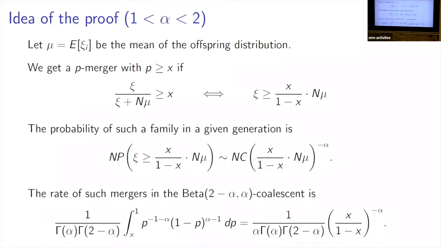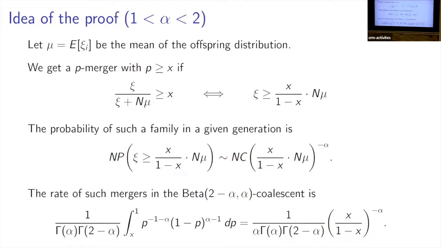Then the other n-1 individuals, by the strong law of large numbers, are likely to produce roughly n times mu offspring. So the fraction of the population descended from the individual that had psi offspring is going to be roughly psi over psi plus n times mu. Let's call that number p.